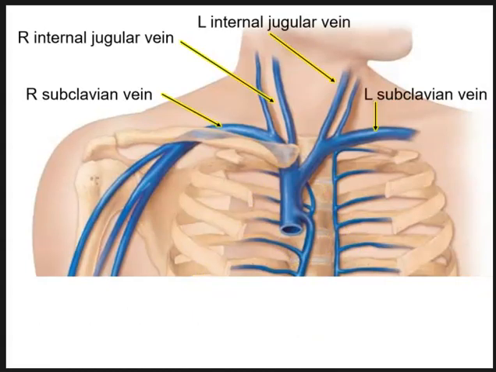So other veins that you are responsible for include the internal jugular veins. So there's the right internal jugular vein as well as the left internal jugular vein. We can also see the right and left subclavian veins, which will all drain into the brachiocephalic veins and then draining into the superior vena cava.